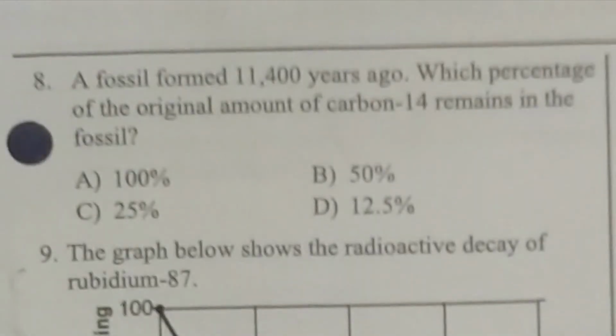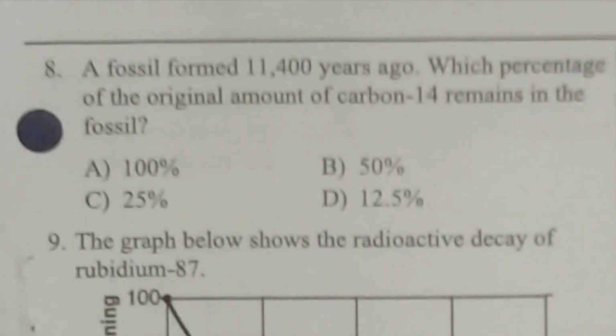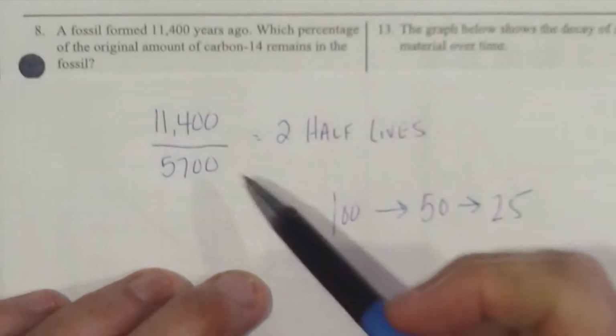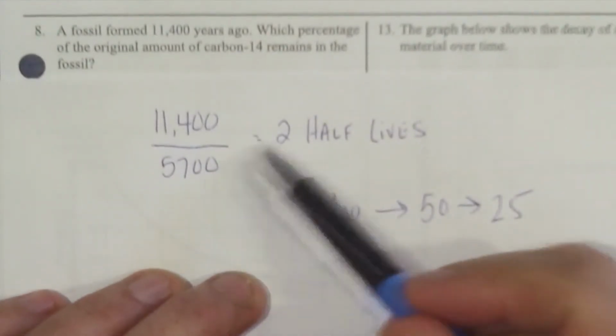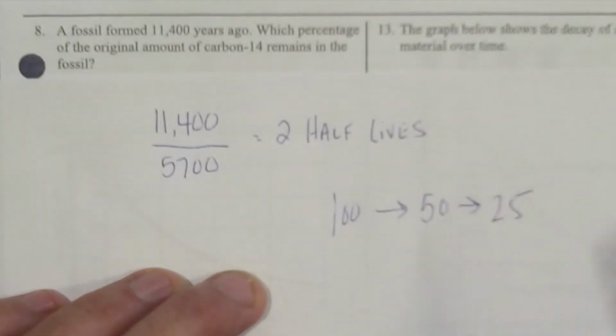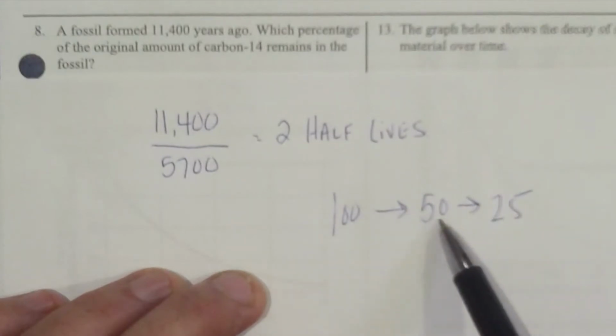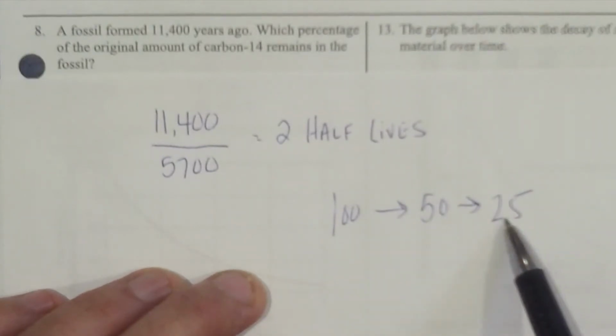Number 8. A fossil formed 11,400 years ago. Which percentage of the original amount of carbon-14 remains in the fossil? 11,400 divided by 5,700 equals 2 half-lives. During the process of 2 half-lives, 100% would split to 50%, and 50% would split to 25%.